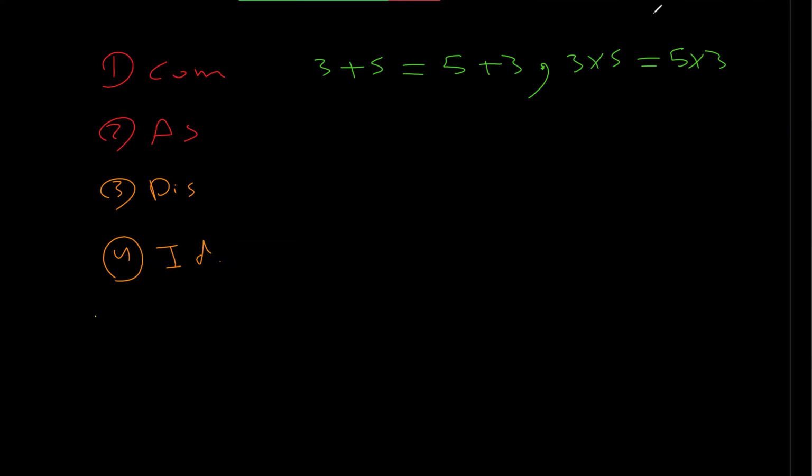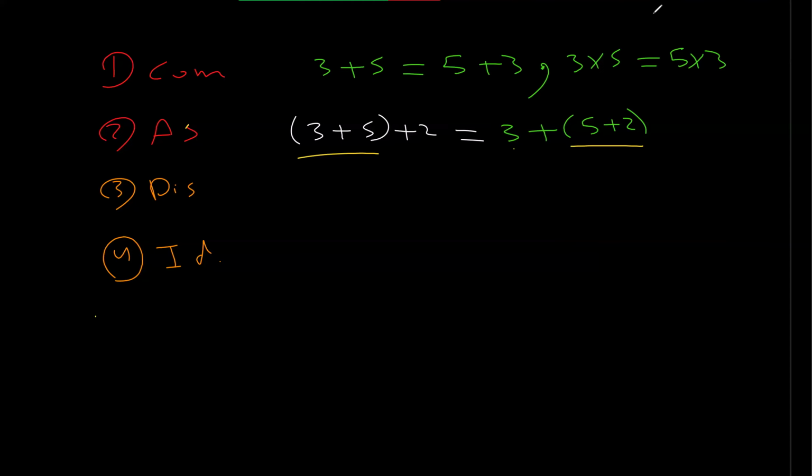Now we understand commutative. Okay, what is associative in this case? It means if I have 3 plus 5 plus 2, I can group it either way, and it's still the same. I can start by adding 3 plus 5, then add the 2, or I can first add 5 plus 2, then add the 3. In this case, the result will be the same.